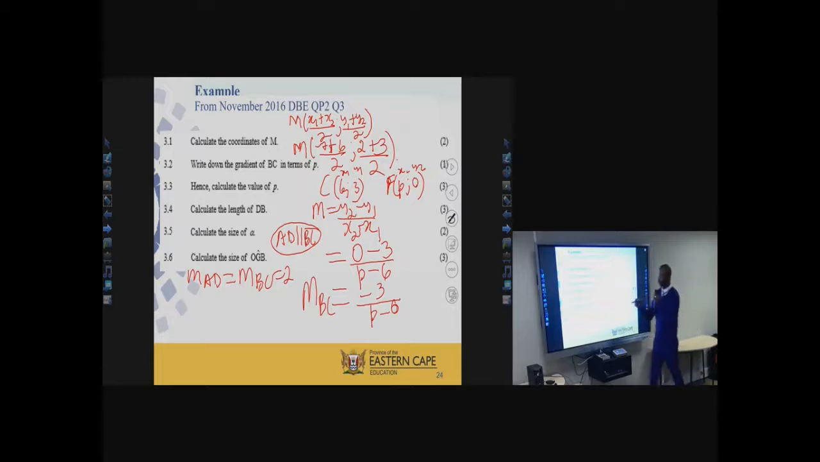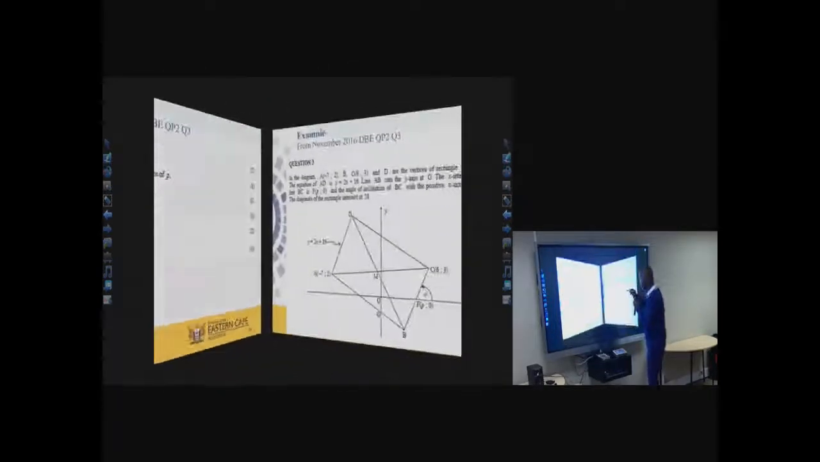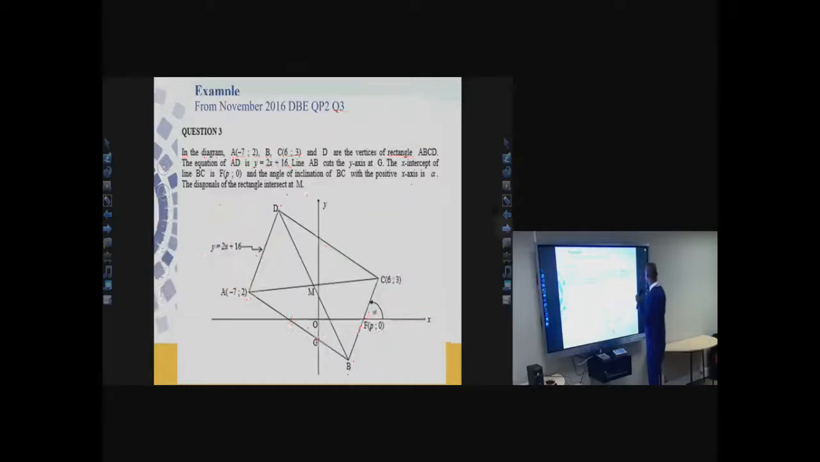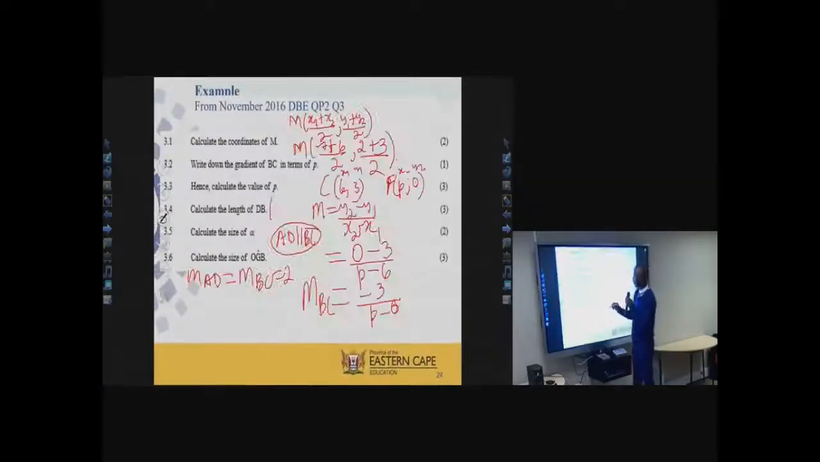Then the next question. In other words, this one I can just give you a direction: to calculate the length of DB, you must calculate the length of AC. AC is equal to DB. Those are the diagonals of a rectangle.